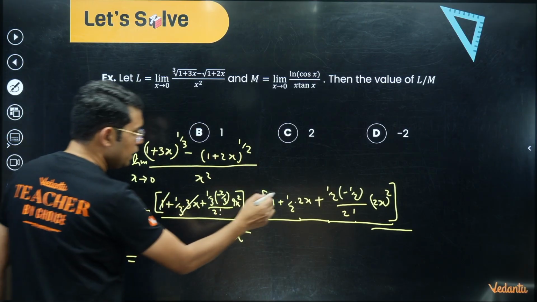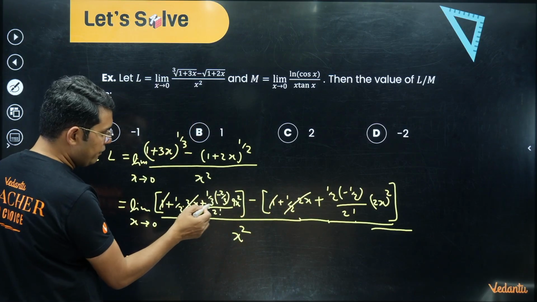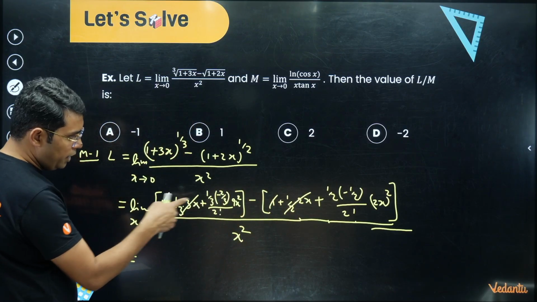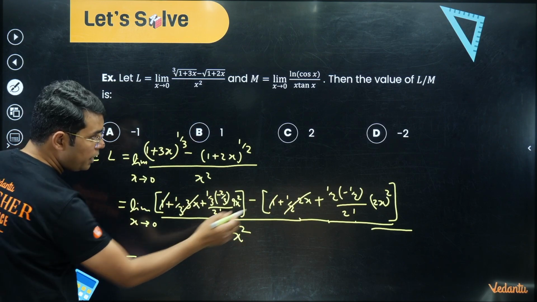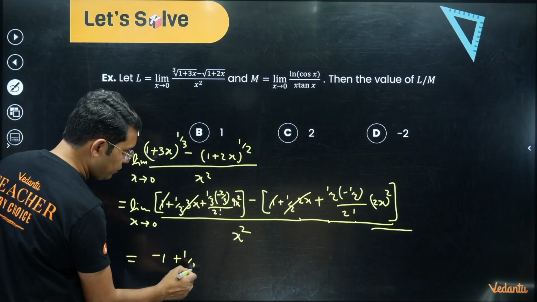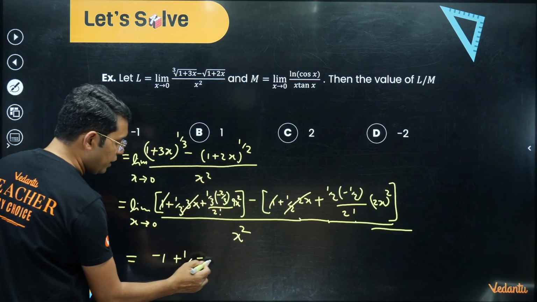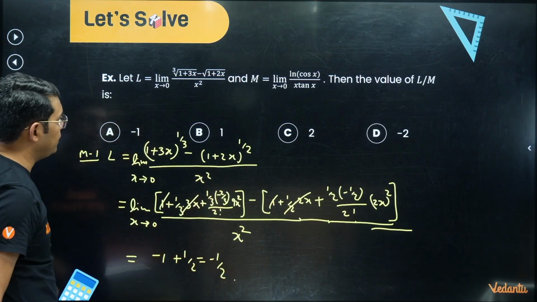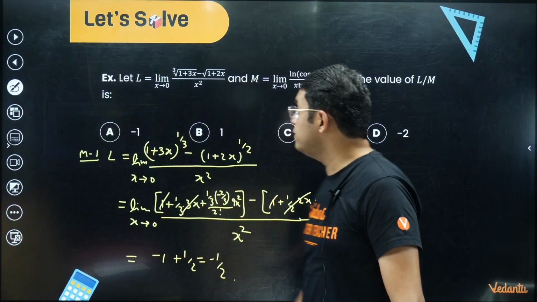I think these two are getting cancelled, and this 9 will cancel. I think these 2, 3. So this will be, I think, minus 1, and this comes out to be plus half. This x square will cancel it, so we are getting minus half for this part L. Okay, that is the one method.